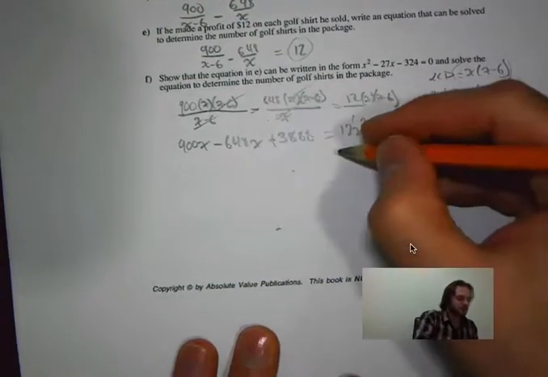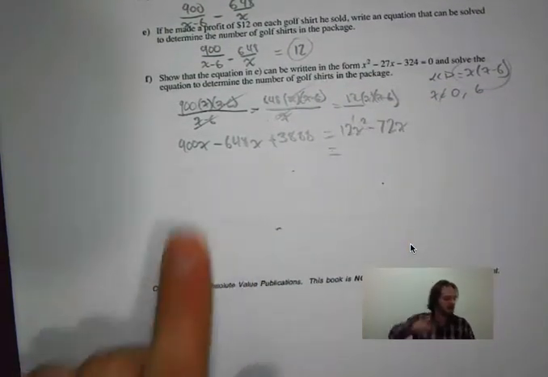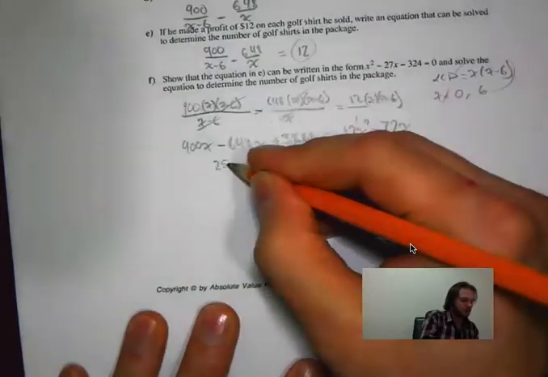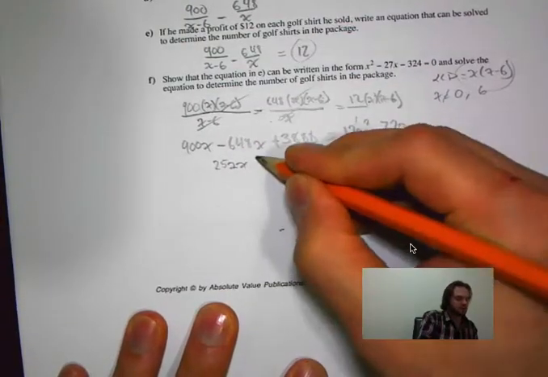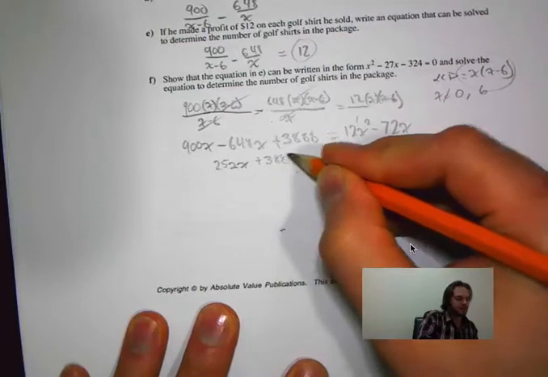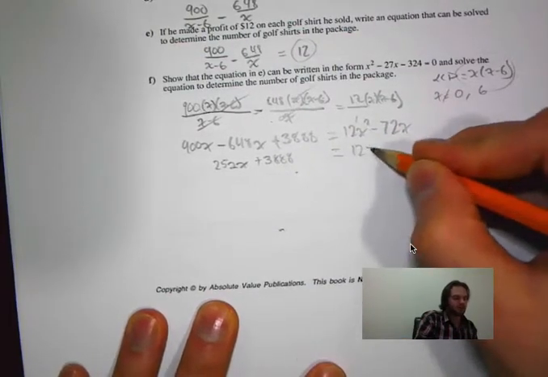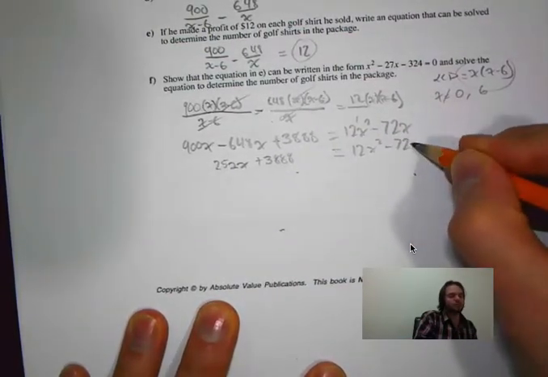Now, let's start simplifying this a bit. I do this, and this is going to give me 252x plus 3,888 is equal to 12x squared minus 72x.